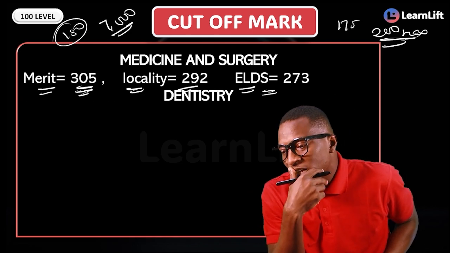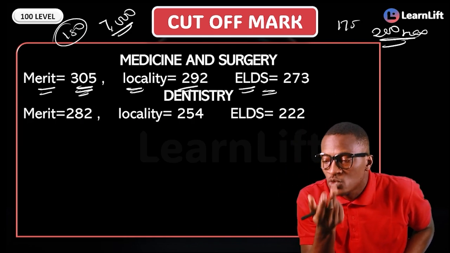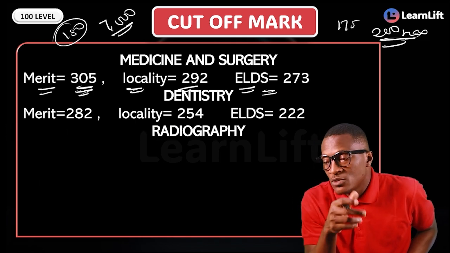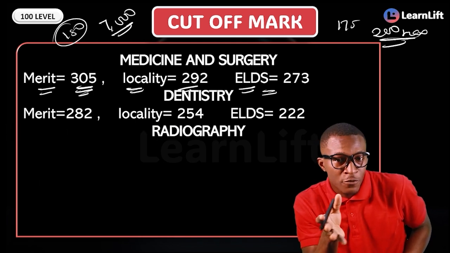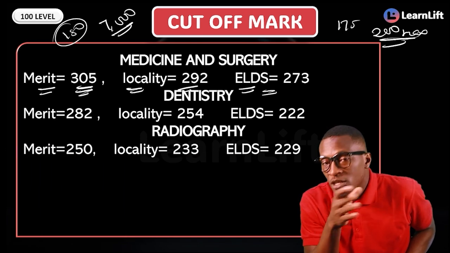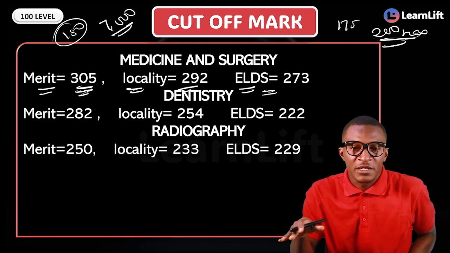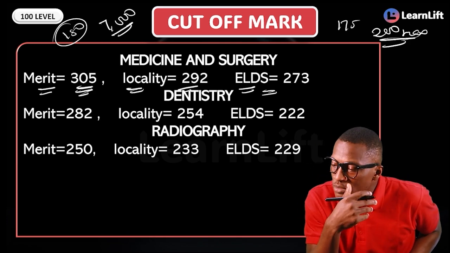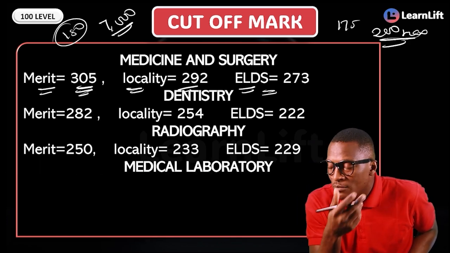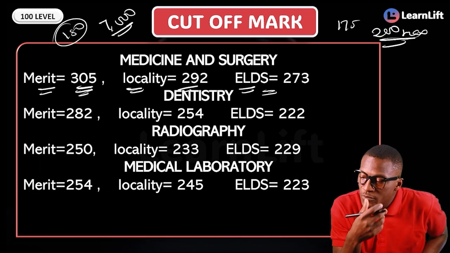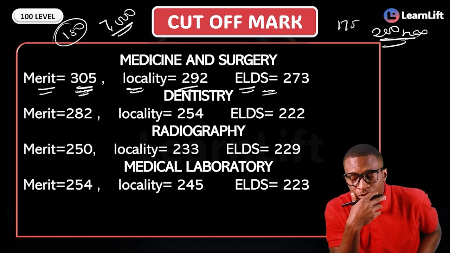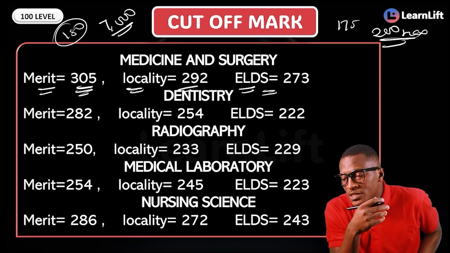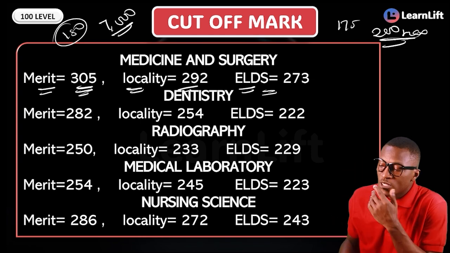Let's say we have other departments like dentistry. Dentistry merit 282, locality 252, ELDS 222. Let's see radiography. This is for medical courses, and it applies to all other departments as well. Radiography 250, locality 233, ELDS 299, and medlab merit 254, locality 245, ELDS 223, and nursing, popular nursing, merit 286, locality 272, and ELDS.